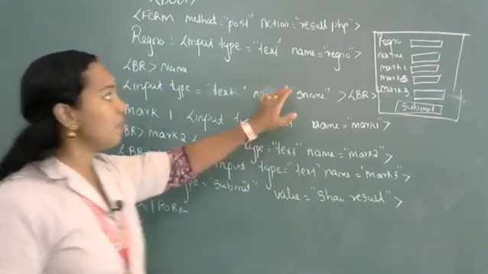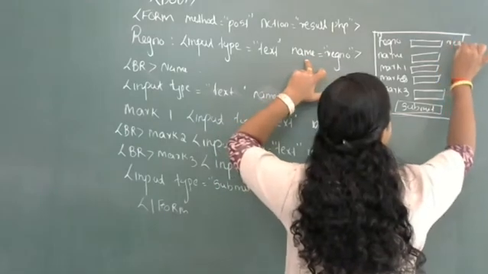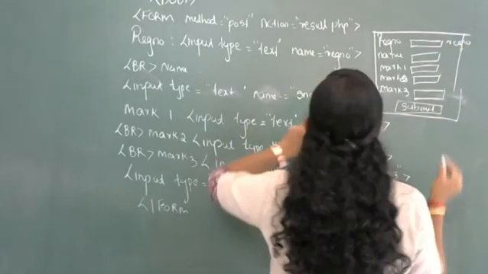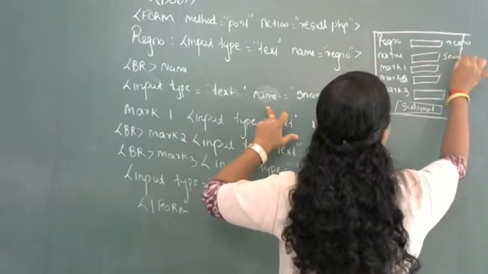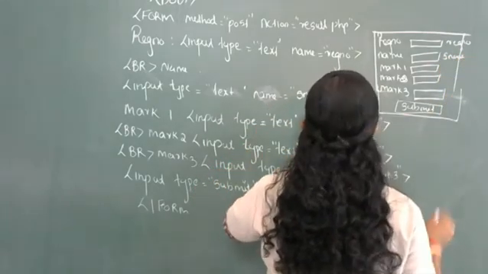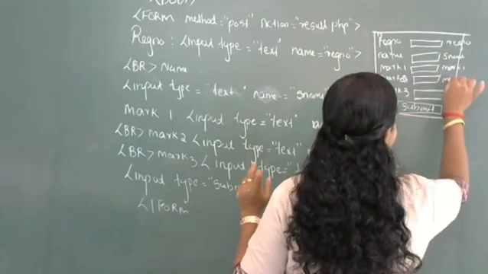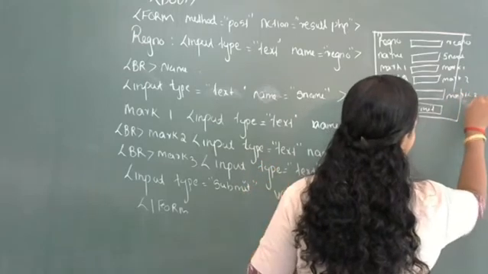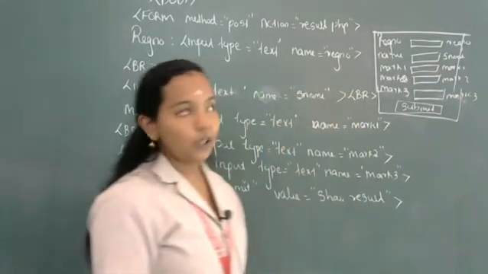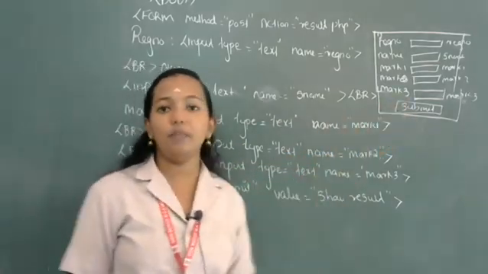Then here I am going to give some of the mark. What is this text box name? Register number. Then name, S name. Name text box name is S name, and this one is mark 1, mark 2, mark 3. Okay. So when we execute this HTML program, we will get a form like this.